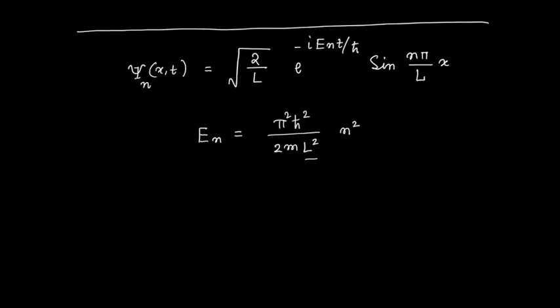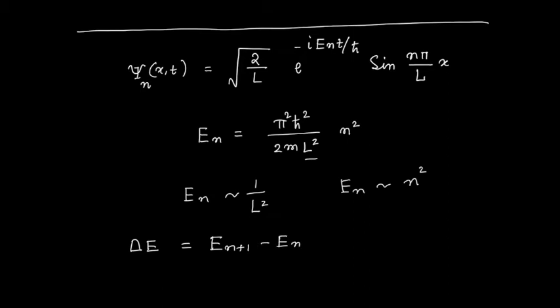If you make L larger, En reduces. So En is proportional to 1 by L square. En is also proportional to n square. So if I make n larger, then En increases. What if I make n very large? So let us calculate this difference delta E, which is E(n plus 1) minus En.